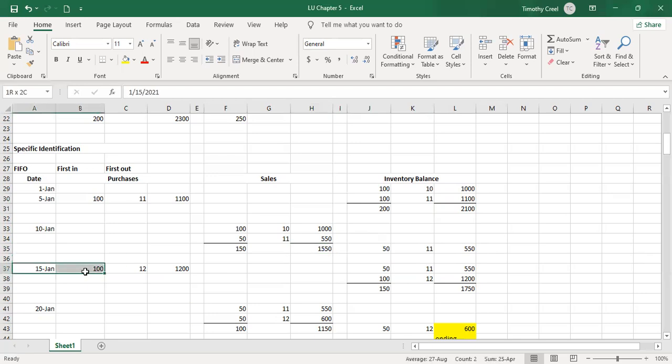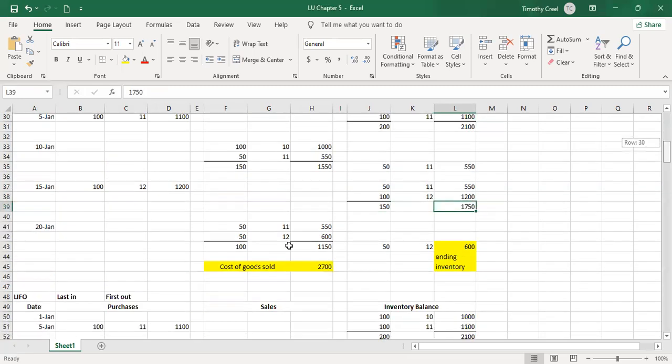So let's go on. On January 15th, we make our next purchase. We purchase 100 items, $12 each for a total of $1,200. So now we've got the initial 50, plus we've got 100. So we've got 150 units with the total valuation of $1,750. So this would basically be where we're at right now. We have 150 units in inventory, total valuation of $1,750.